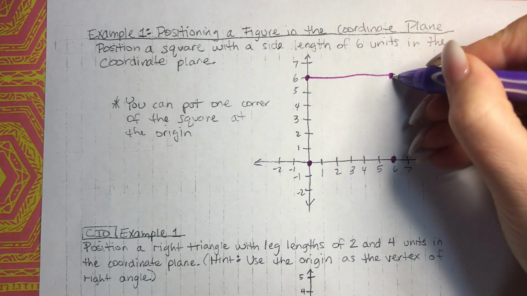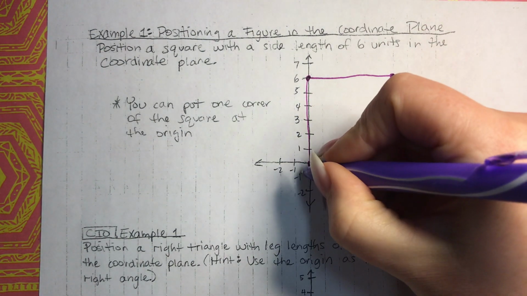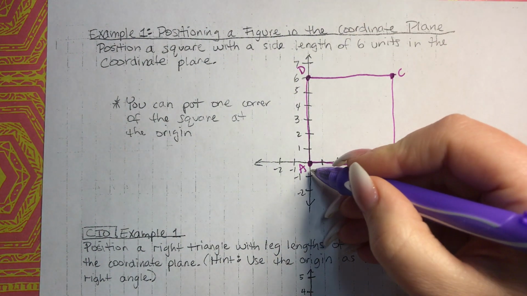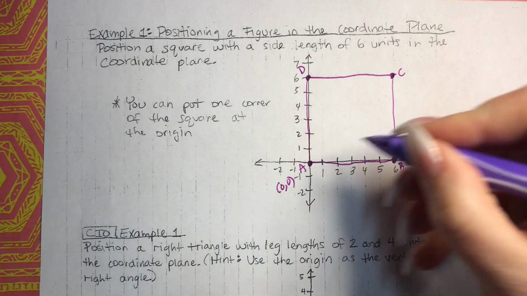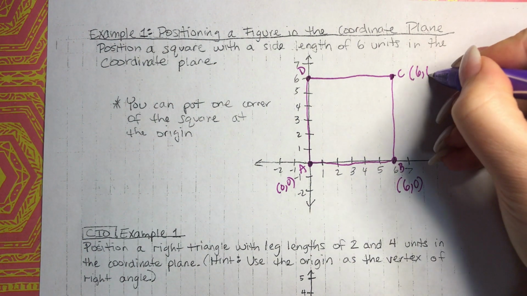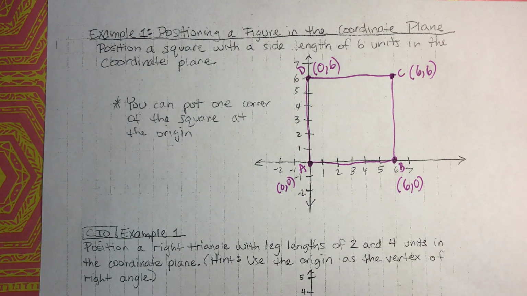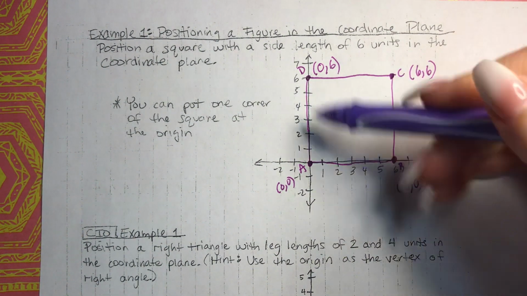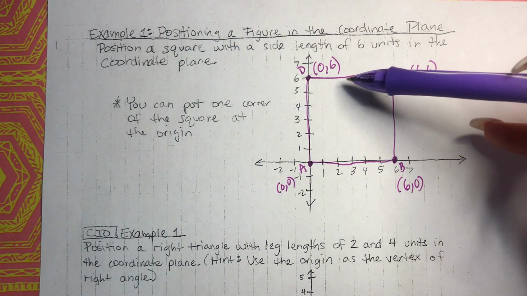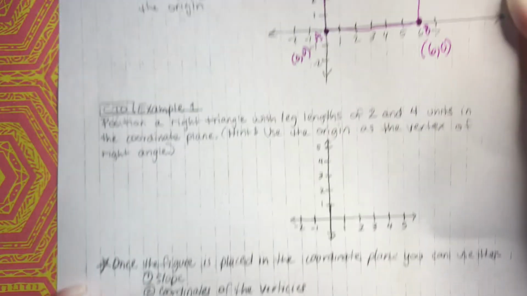So what I'm going to do, I'm going to draw my square. I'm going to label it A, B, C, D. And then I want to label those vertices. So this is 0, 0. This is 6, 0. This is 6, 6. And this is 0, 6. All right, you guys see that? And that's how I positioned that figure, a square of side length of 6 units in the coordinate plane. All right, let's look at this next example.